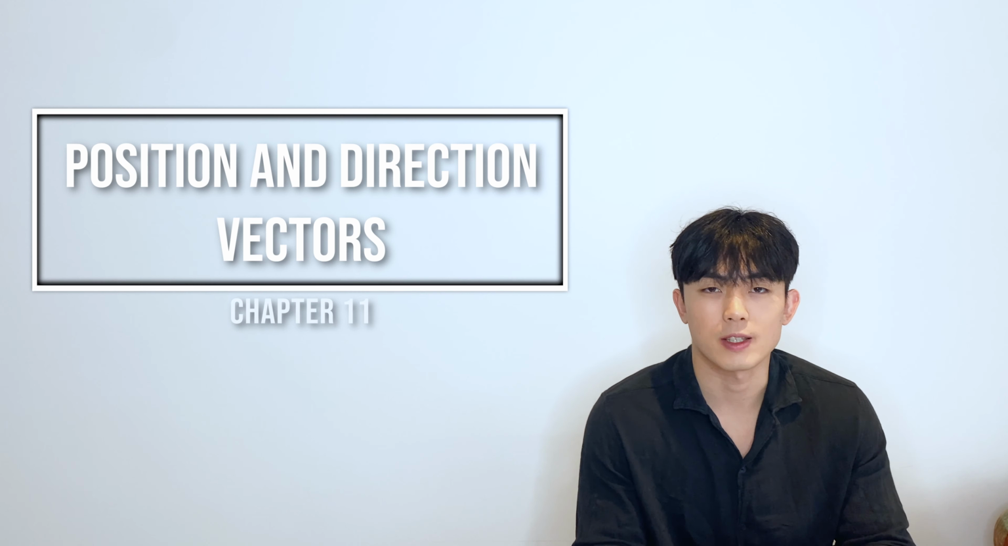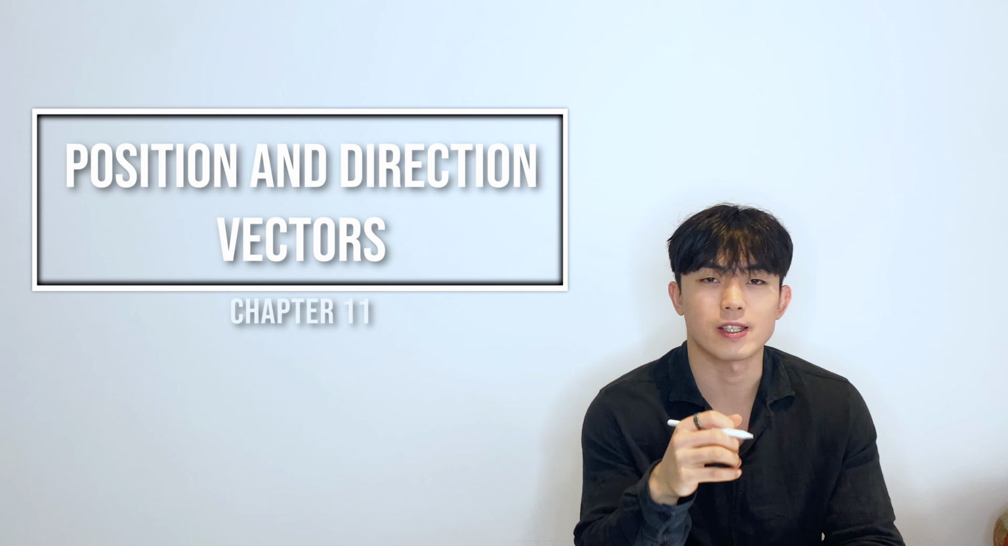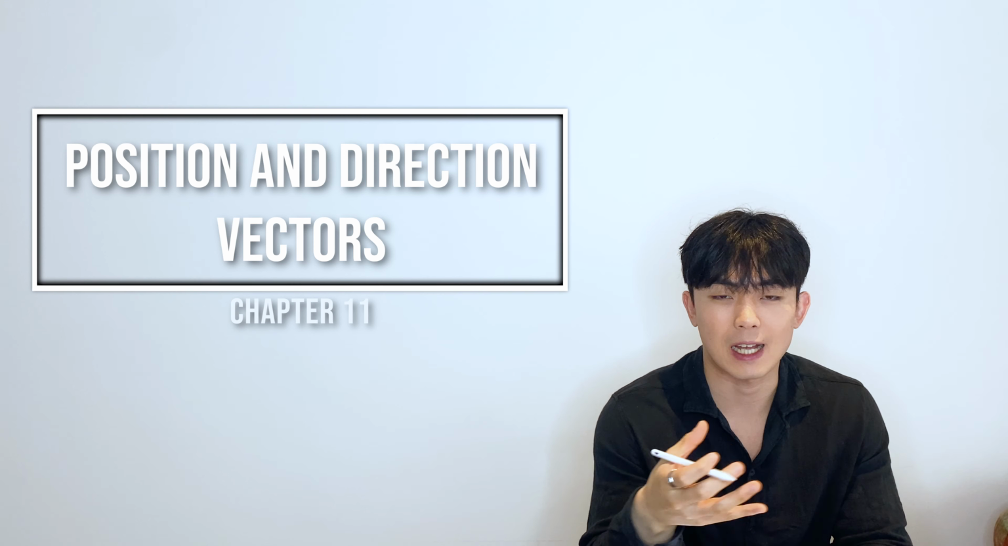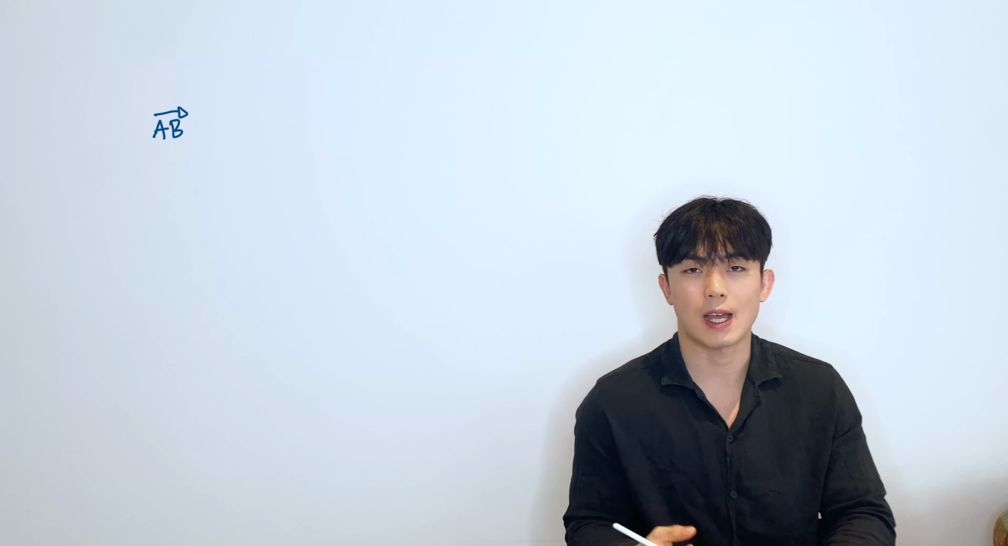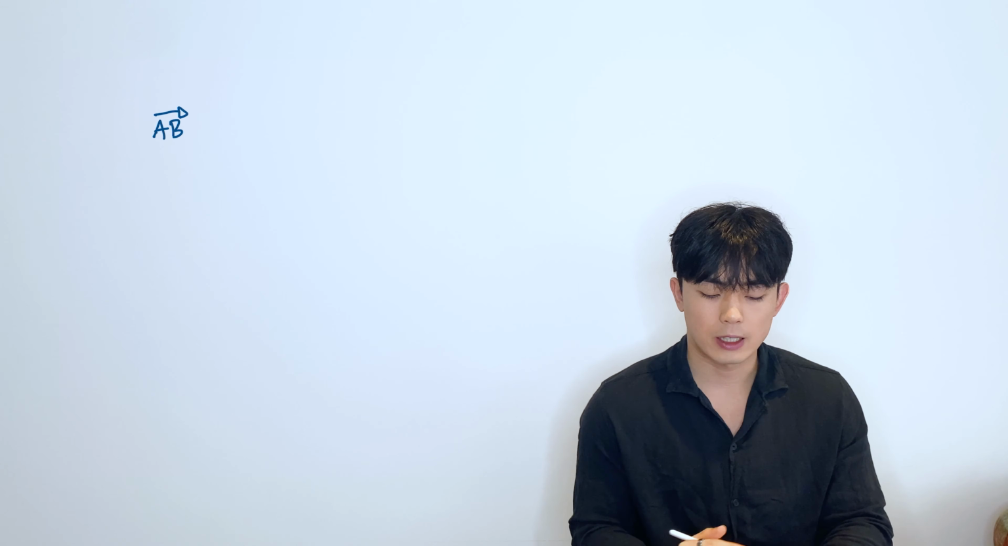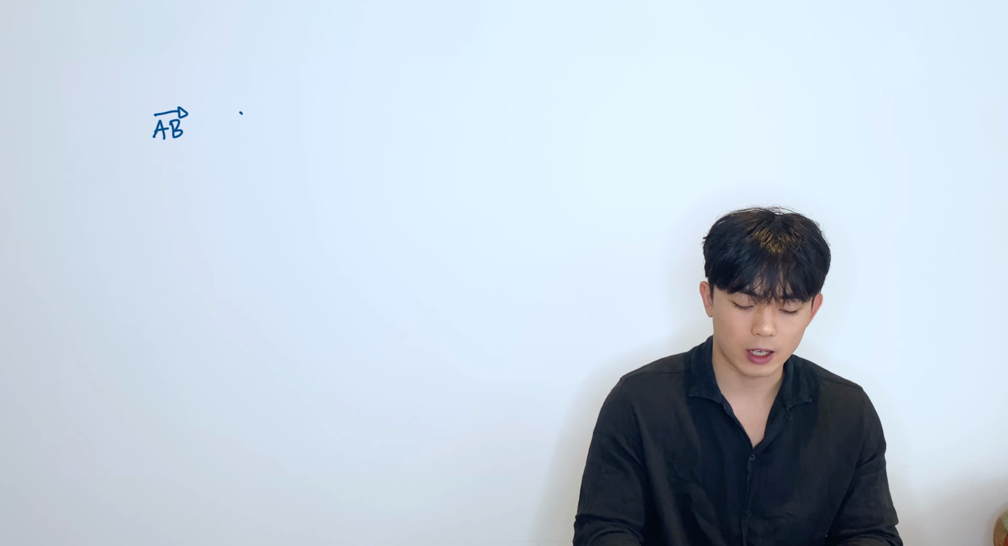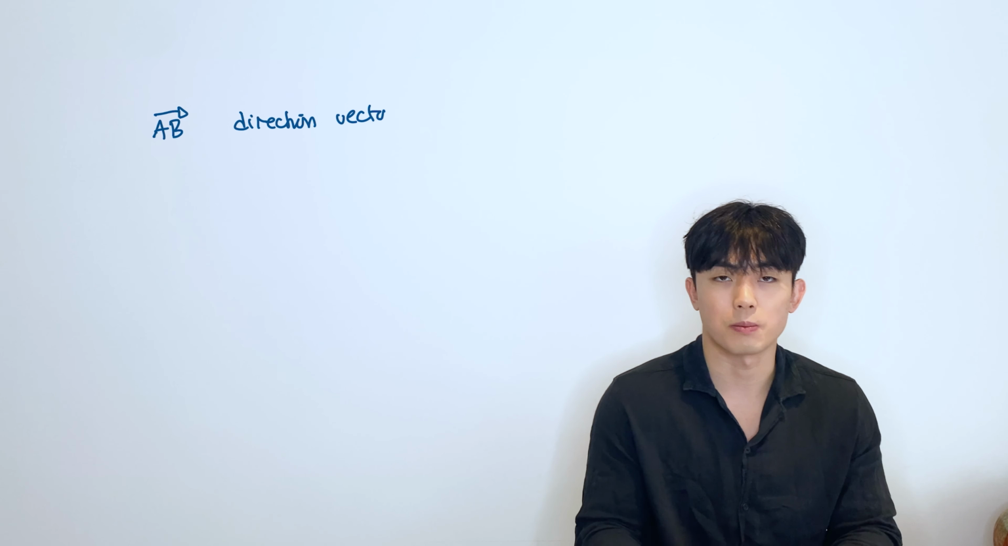In the previous video, we looked at what a vector was, right? And the basic characteristics of a vector, how we add vectors. And we looked at the notation AB like this, which just means how do we get from A to B? Now this particular vector is known as a direction vector because, as it suggests, it tells us the direction from A to B.